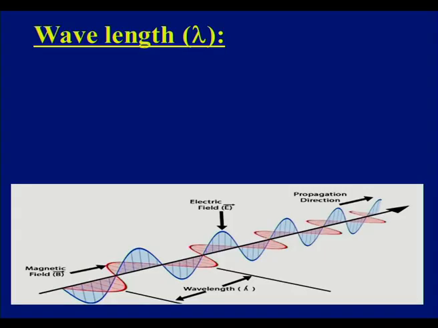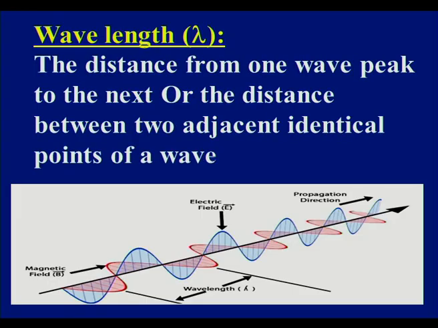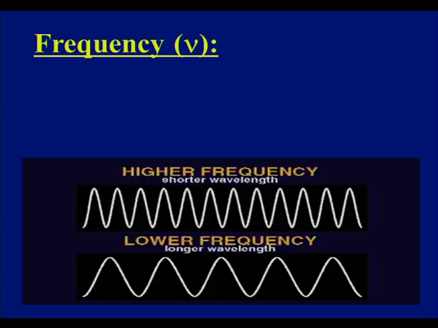And what is wavelength? Wavelength is the distance from one peak to the next, or the distance between two adjacent identical points of a wave. In the diagram you can see there, two peaks are connected and it is denoted with what? Lambda. The symbol lambda is used to represent the wavelength, and the other one is frequency.